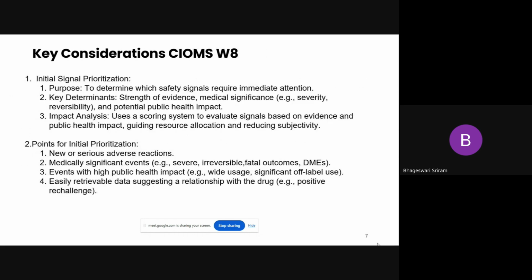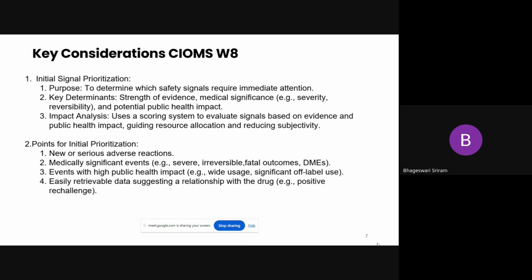Now, CIOMS Working Group VIII. This also talks about similar points. It breaks it down into initial prioritization and further or additional prioritization. So in the initial, it says that the purpose is to determine which signals require immediate attention. And then it also talks about the key determinants being strength of evidence, medical significance, and potential public health impact. And it speaks about impact analysis.